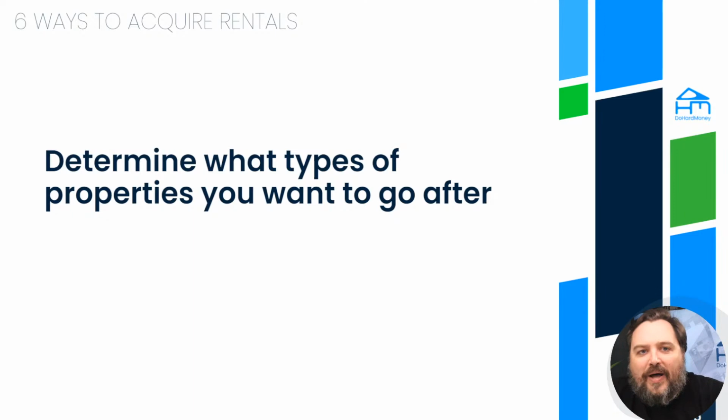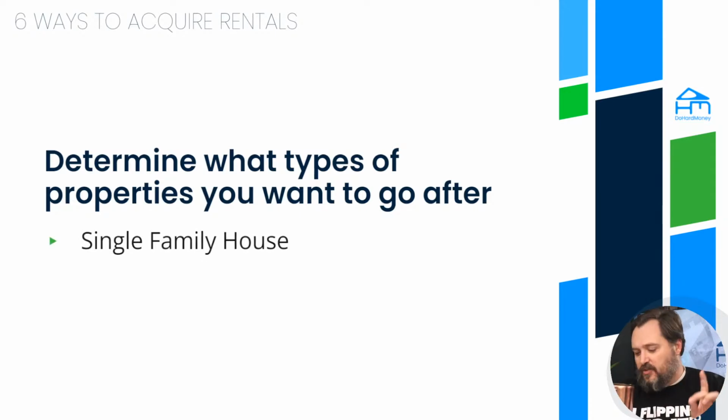So determine what types of properties you want to go after. This kind of goes back to the discussion of the A, B, C, and D type properties. Which ones should you go after? Which ones shouldn't you go after? It really depends on a few things. We're going to talk about it.